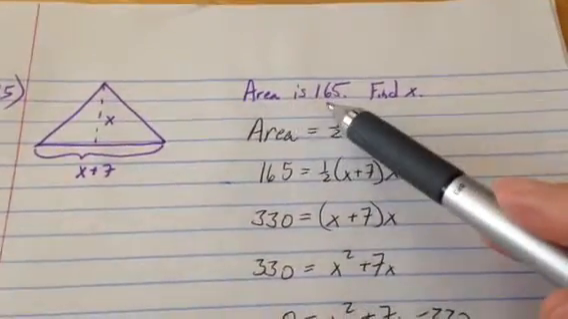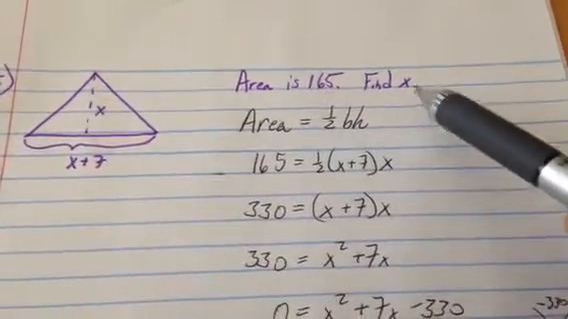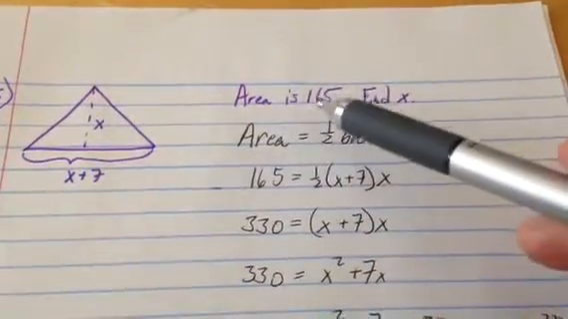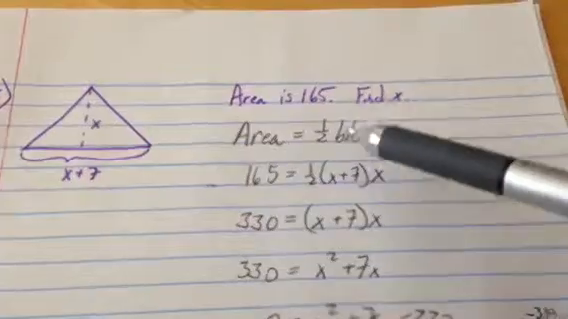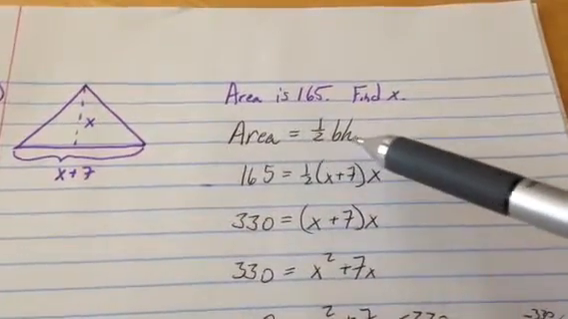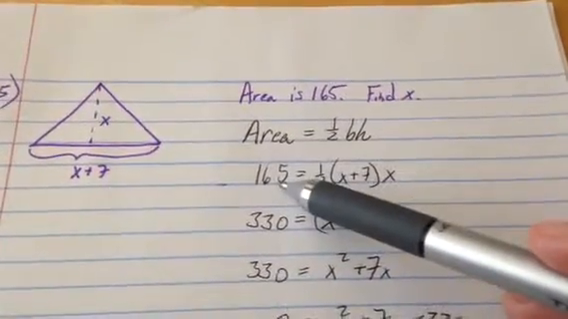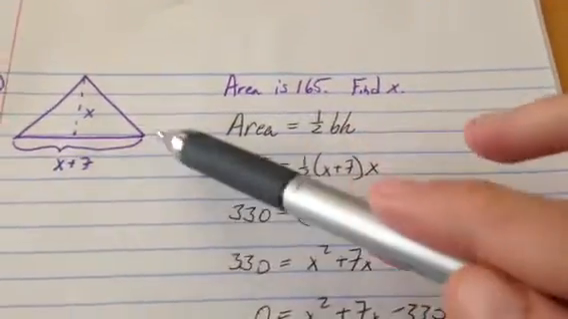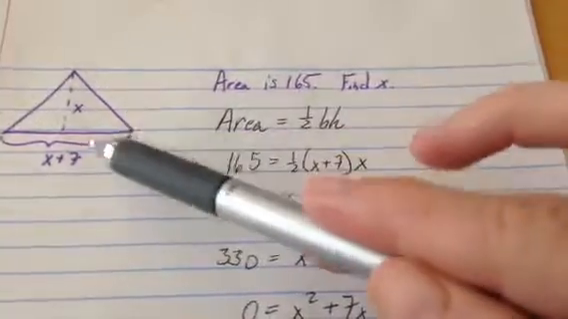So here we're given that the area is 165 and we want to find x. So we pull out our formula for the area of a triangle. Area is 1/2 base times height. And they're telling me that the area is 165, and half is half, and base in this case is x plus 7, and the height is x.